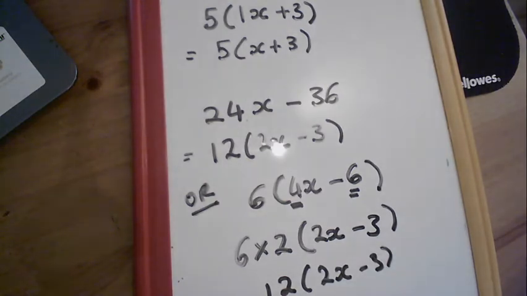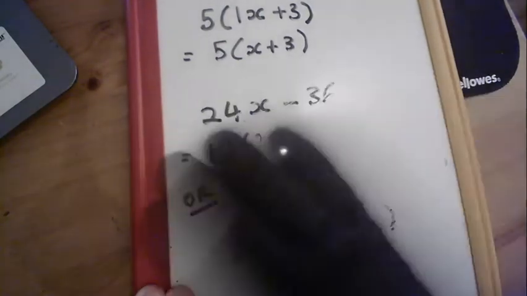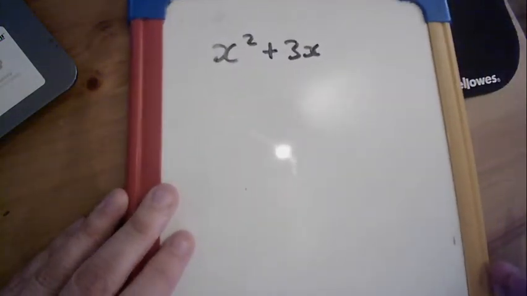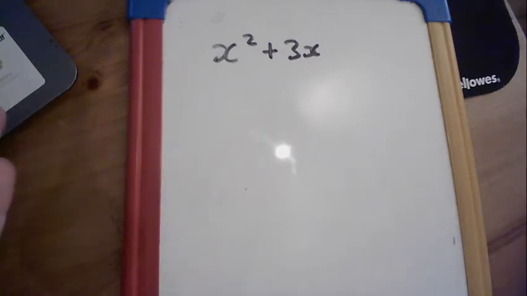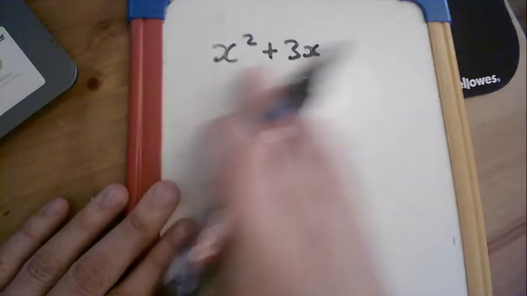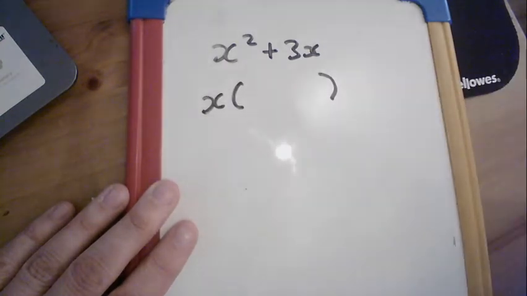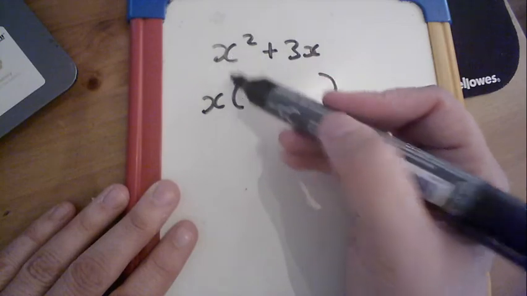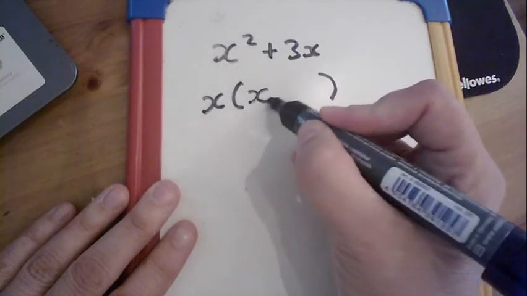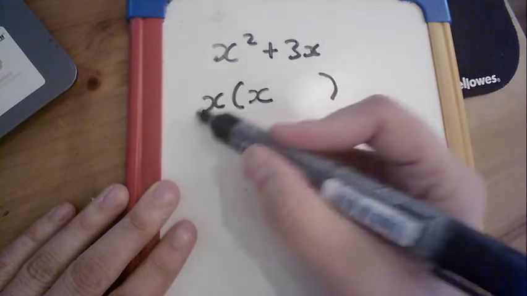Well, let's try one that's a little trickier now. So that's when we're just taking out one number. Sometimes it's not a number we're after, but a letter. So let's have a look at what happens if there's a letter. So say I have x squared plus 3x, and I'm asked to factorize that. Well, my numbers are 1 and 3. 1 is the highest common factor of 1 and 3. That's pretty pointless. However, we can see that they've both got an x. So x is what's going to come out of the bracket. Now remember, we're dividing. X squared divided by x is x. 3x divided by x is 3.